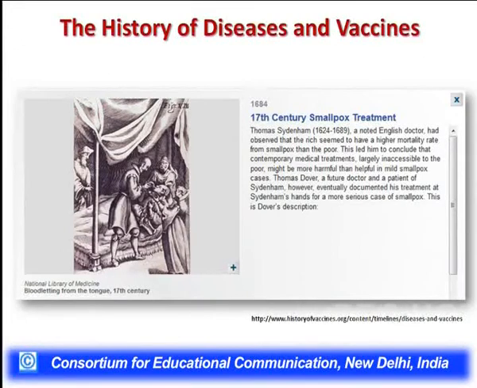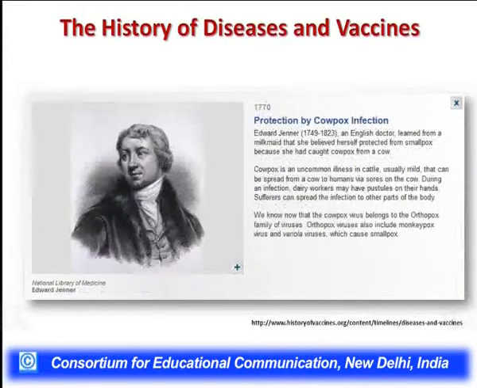So that's how the smallpox treatment came into the picture. Now, in the year 1770, one of the breakthroughs was protection against smallpox by cowpox infection. It was done by an English doctor, Dr. Edward Jenner. He learned that the milkmaid who came to his place was protected from smallpox because she had caught cowpox from cows.